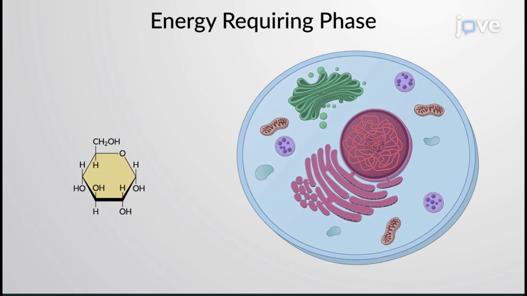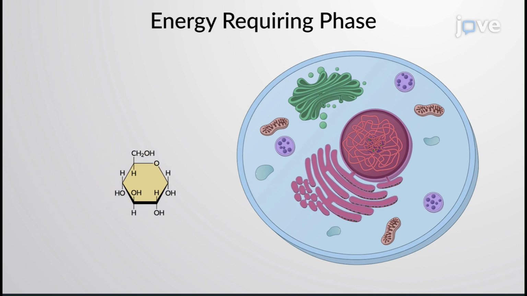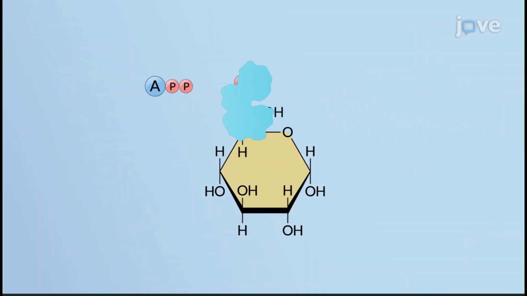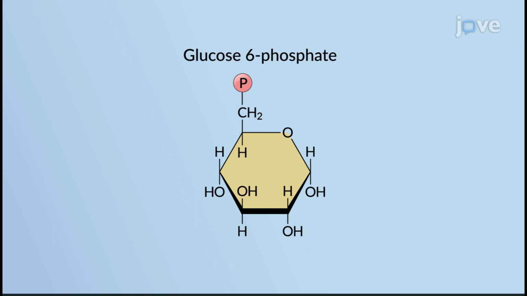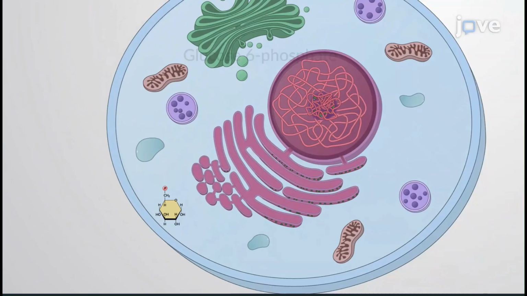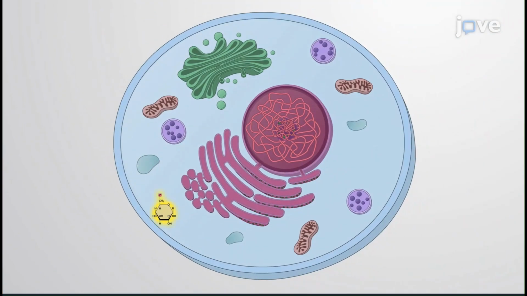The energy-requiring phase is the first phase of glycolysis. As glucose enters the cell, the enzyme hexokinase transfers a phosphate group from a molecule of ATP to the 6-carbon sugar to produce glucose 6-phosphate, which becomes trapped inside the cell due to its negative charge.